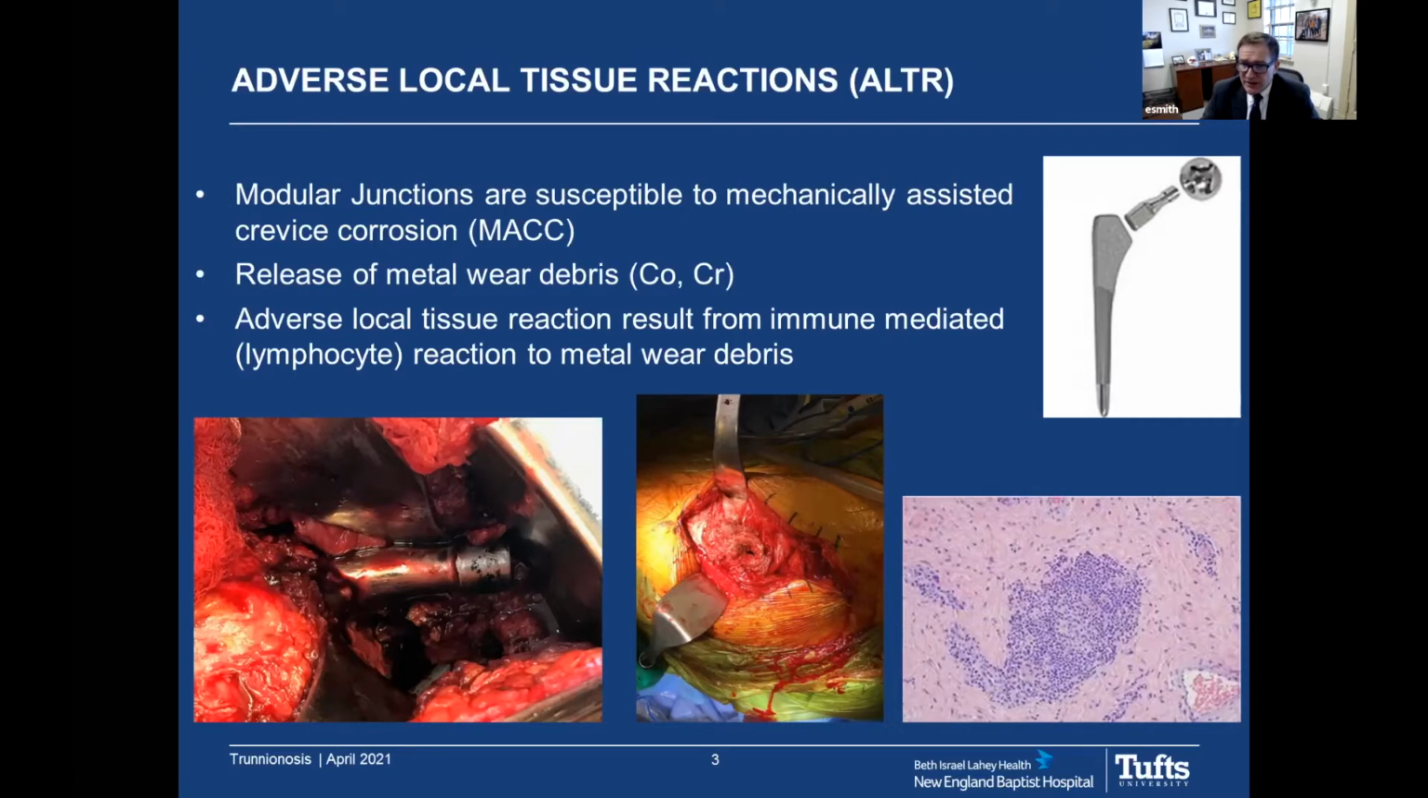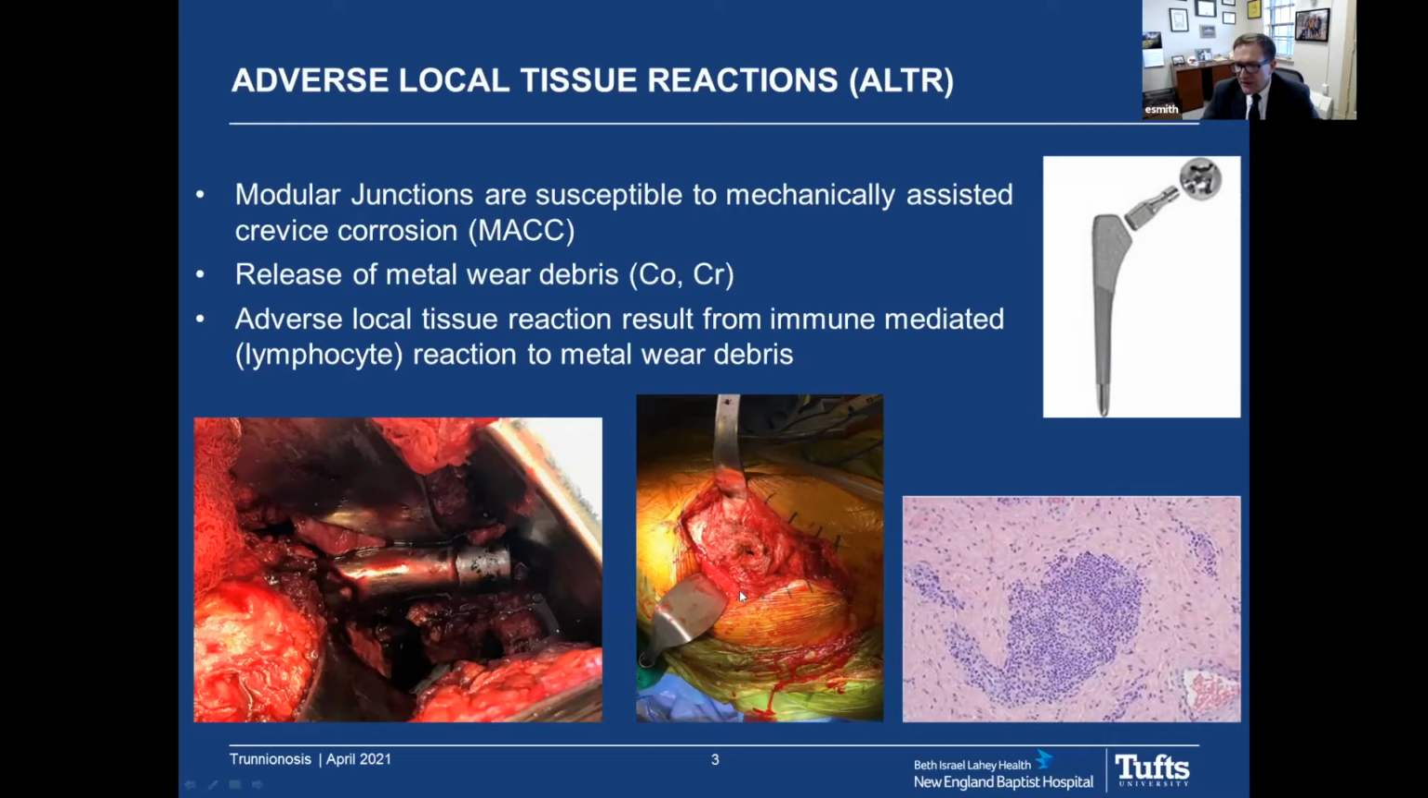So this does release metal wear debris in the form of cobalt and chromium, and it results in a very prominent adverse local tissue reaction with an immune-mediated, lymphocyte-dominated reaction to the metal wear debris. These are actual intraoperative pictures. Here you can see the black staining on the trunnion, and that results in the adverse local tissue reaction.